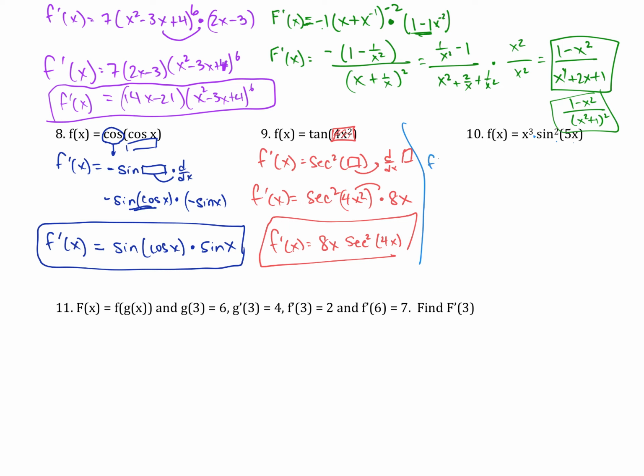So let's take a look at this. F prime of x will be first times the derivative of the second. First times the derivative of the second. Now when I take the derivative of this, I'm going to have to start off with this.